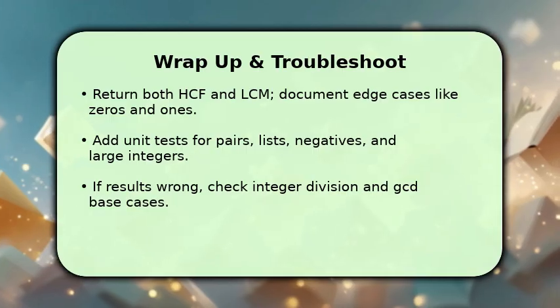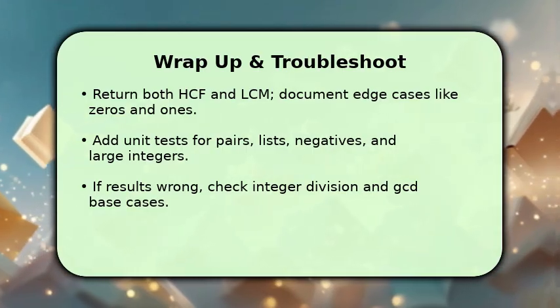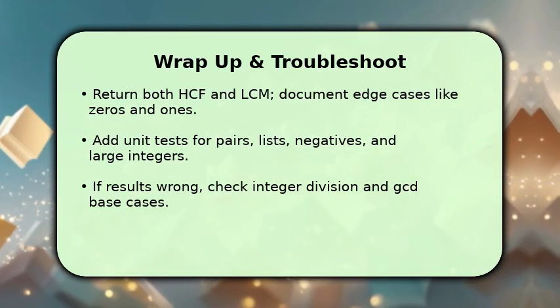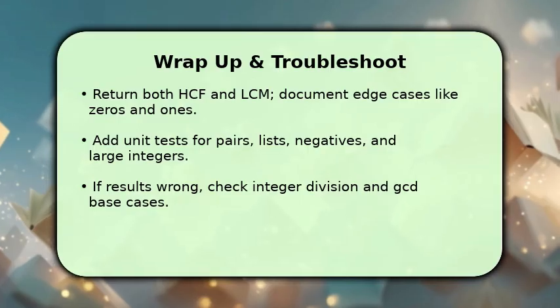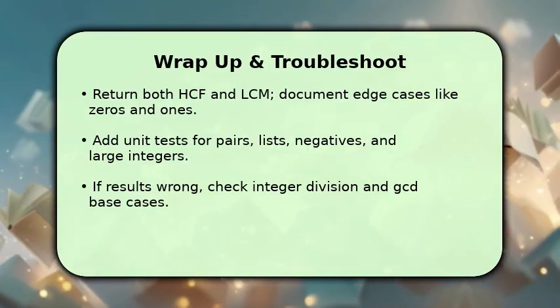Include clear docstrings explaining edge cases: 0, 1, negatives, and empty lists. Then add unit tests that cover typical and extreme inputs so your code stays correct across changes.